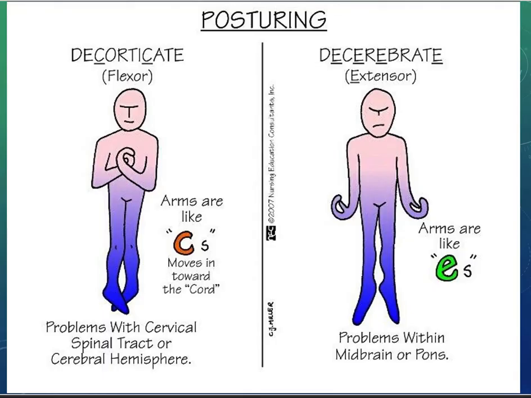So how do you remember them? So decorticate, here you've got problems with the cerebral hemisphere. Your arms are like C's. Decerebrate here, arms are like E's. And this is the midbrain, the pons, your brain stem there, okay?